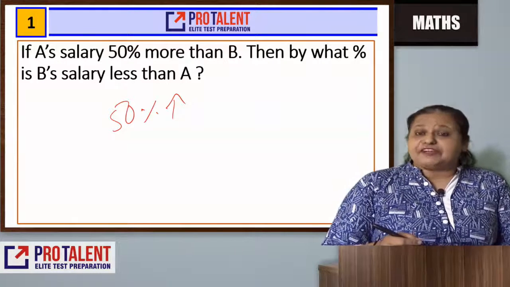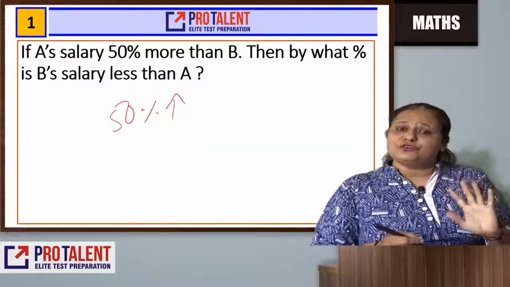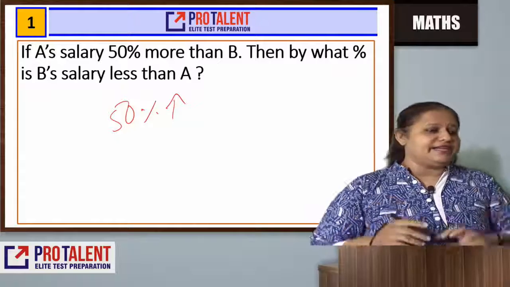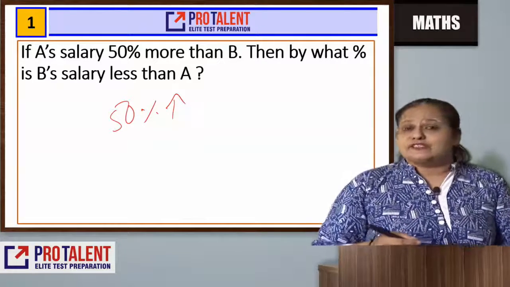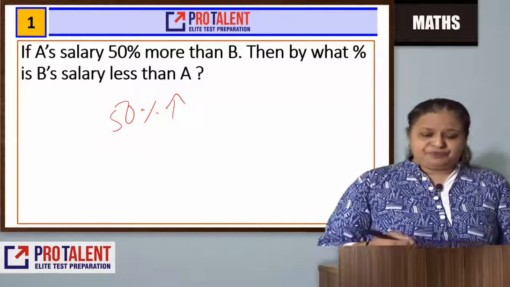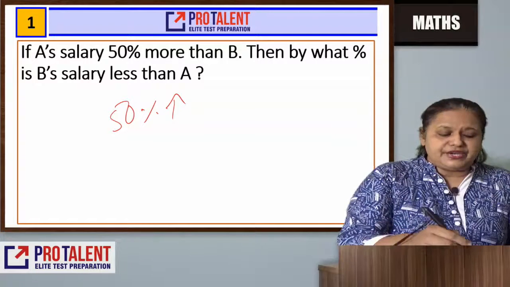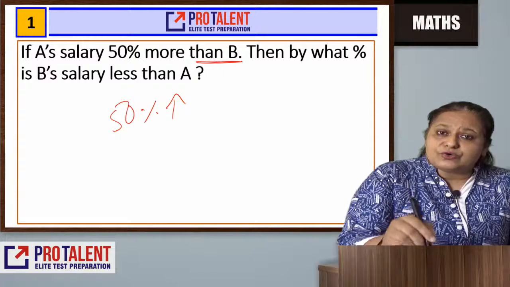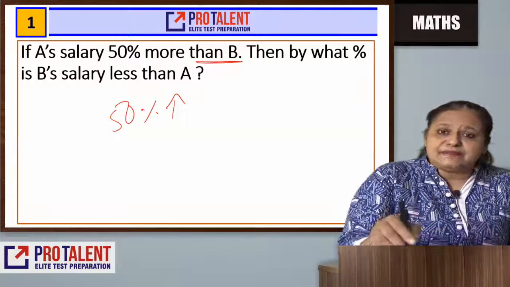33.33% and not 50%, right? Generally, the notion is that if something is increasing by 50%, the other one is getting decreased by 50%. But this is not the way we are supposed to do it, right? So how are we going to do it if A's salary is 50% more than B? Here, A's salary is depending on B.